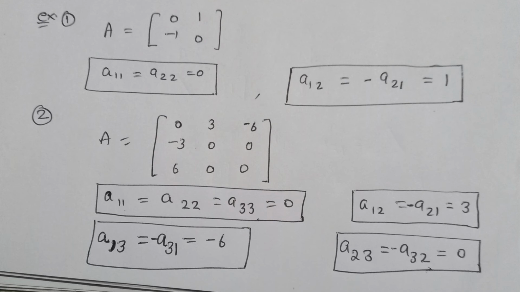And in the second example, A is given as [0, 3, -6; -3, 0, 0; 6, 0, 0]. So here a11 equals a22 equals a33 equals 0. That means all the diagonal entries are 0, which is the necessary condition for a skew symmetric matrix. And a12 is equal to minus a21 is equal to 3, a13 is equal to minus a31 is equal to -6, and a23 is equal to minus a32 is equal to 0. So the second example is also a skew symmetric matrix.